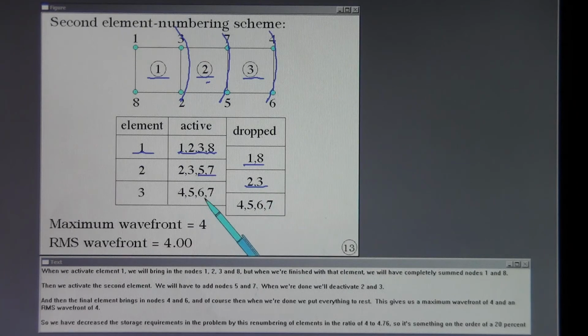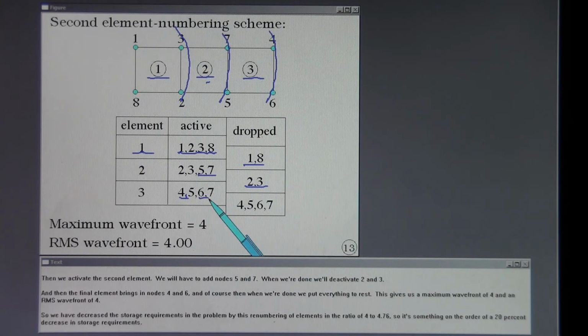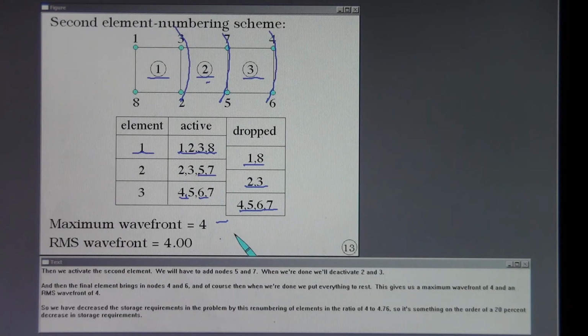And then the final element brings in nodes 4 and 6, and of course then when we're done we put everything to rest. This gives us a maximum wavefront of 4 and an RMS wavefront of 4. So we have decreased the storage requirements in the problem by this renumbering of elements in the ratio of 4 to 4.76. So it's something on the order of a 20% decrease in storage requirements.